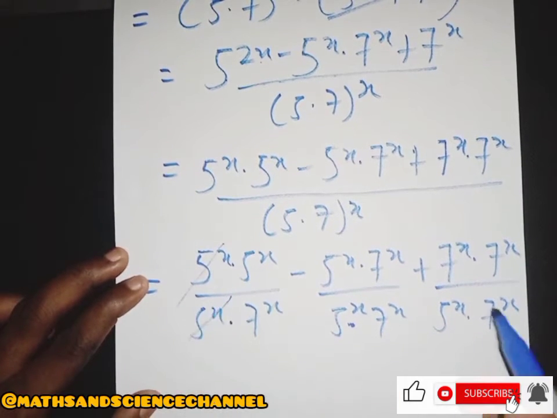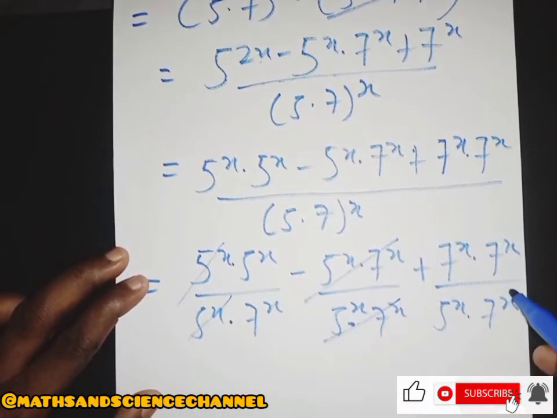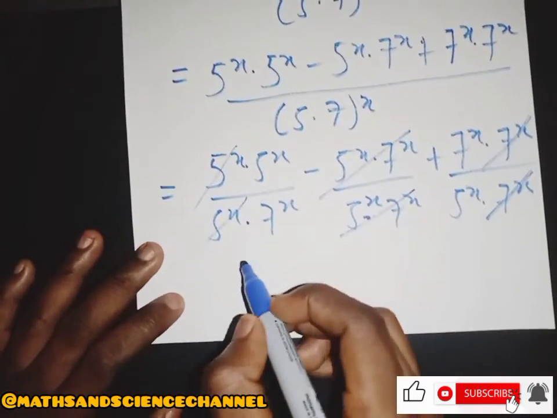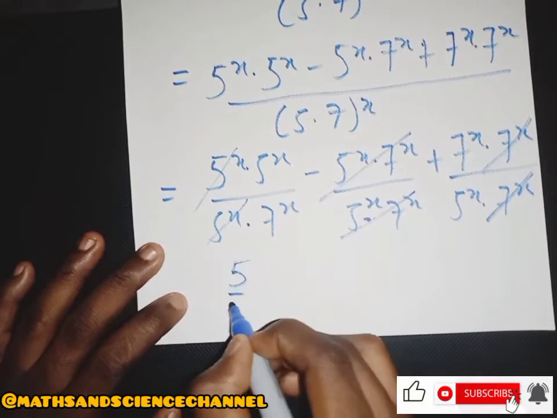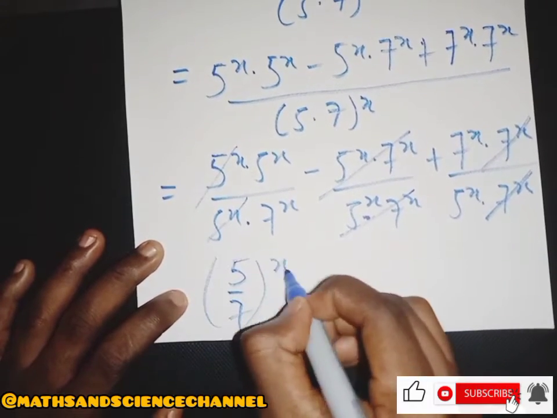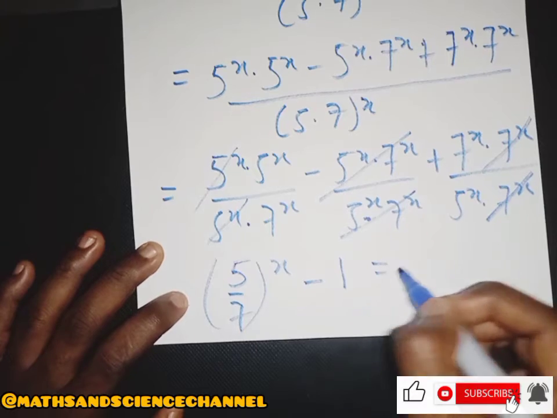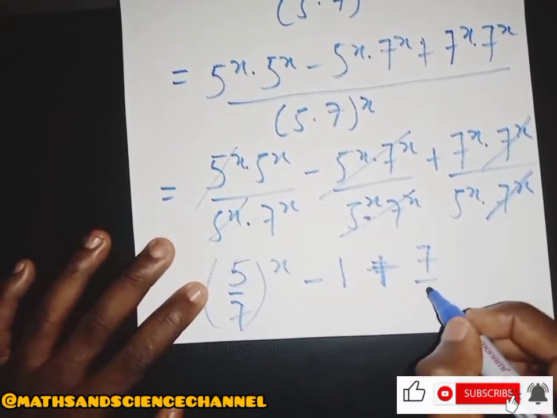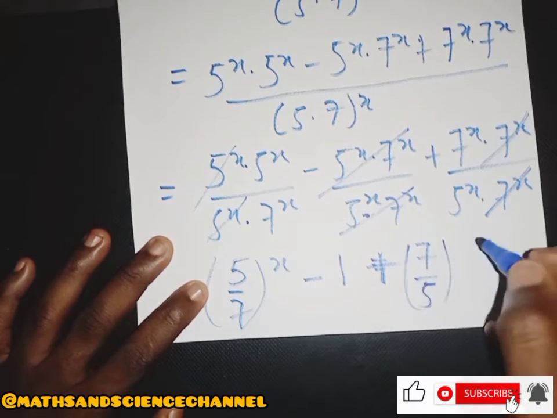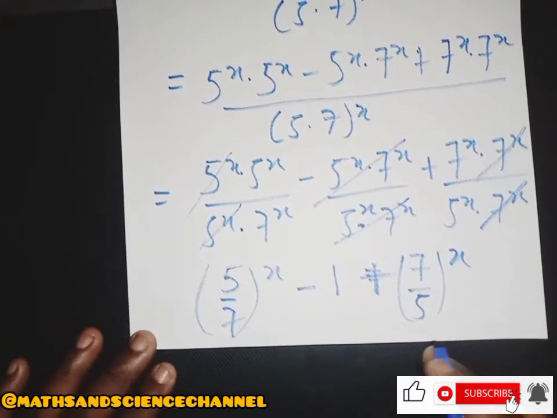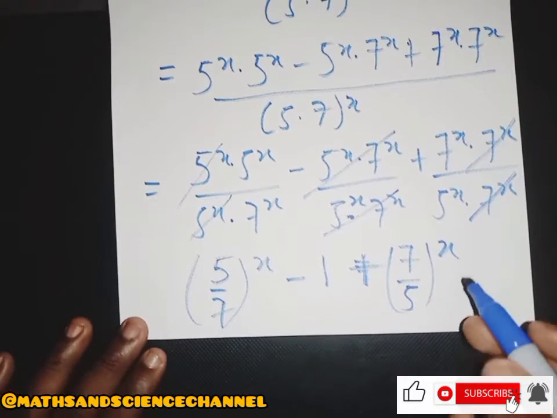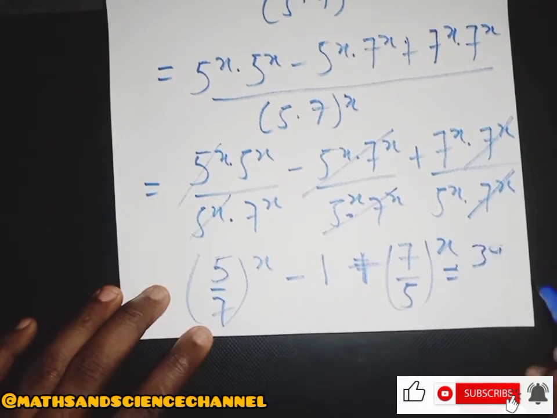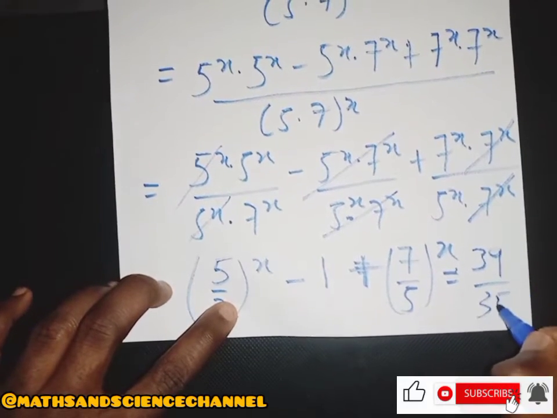This will get rid of that, and then this will also get rid of that. So now we have a very simple equation here. Let's write it this way: 5 over 7 to the power x minus 1, plus 7 over 5 to the power x, right? And this is what we have. And remember, all of this is just equal to 39 over 35.